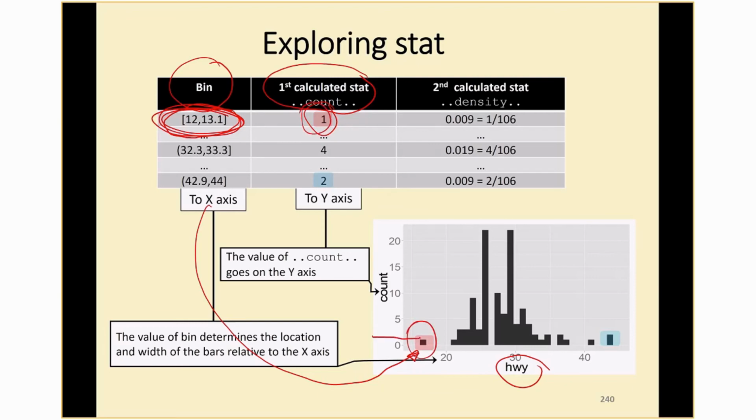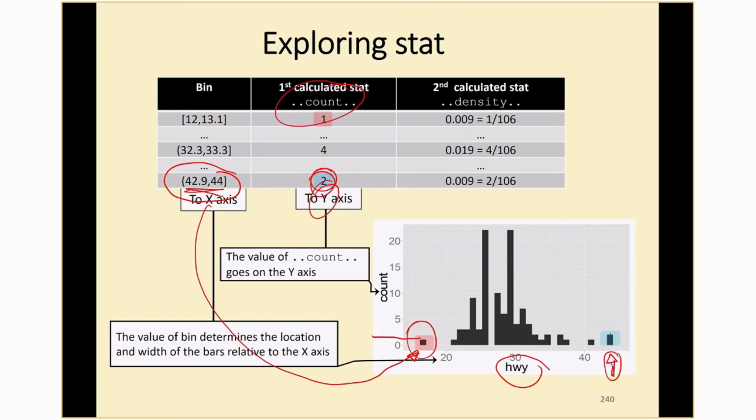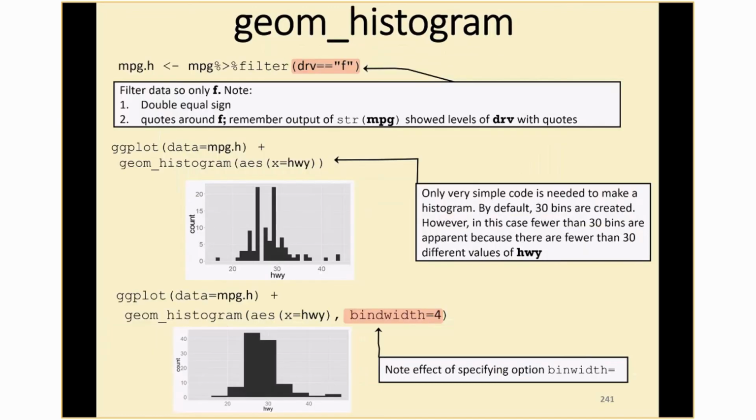And similarly, if we go all the way to the bottom of the 30 or so bins that it's created, the last bin is going to go from about 42.9 to 44. So there it is, located somewhere between 42.9 and 44. So that's the x location. And in terms of the count, what's on the y-axis shows up as a 2. And if you follow this across, it would indeed be a 2. So with geom histogram, the default code is actually pretty simple.